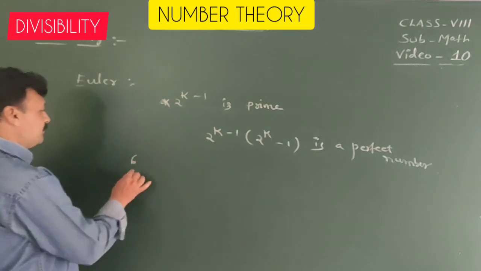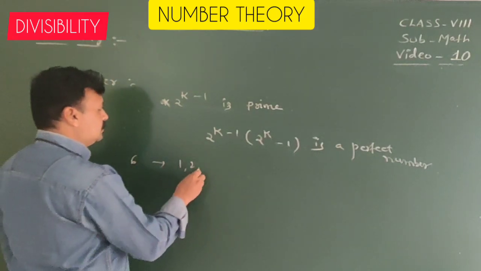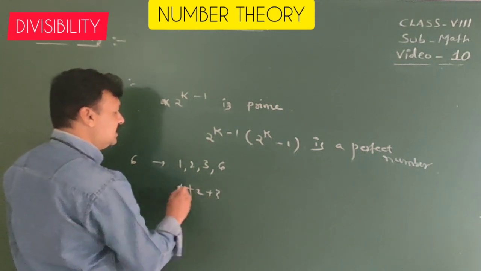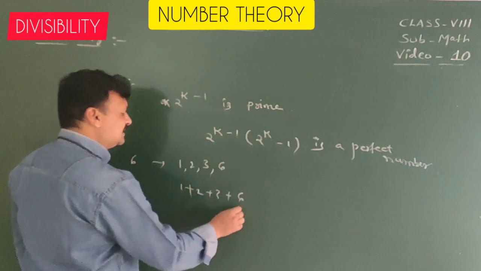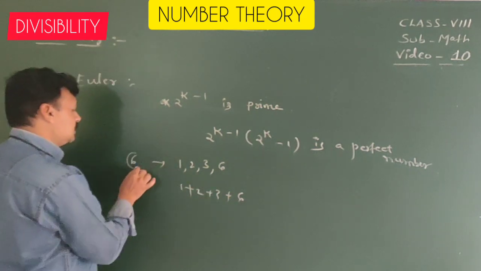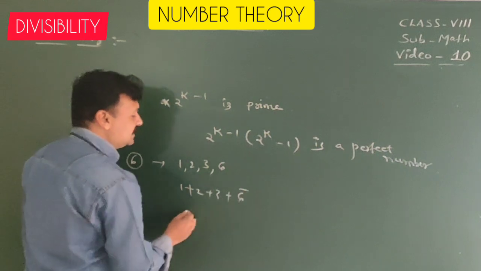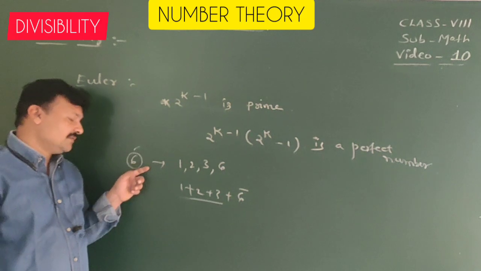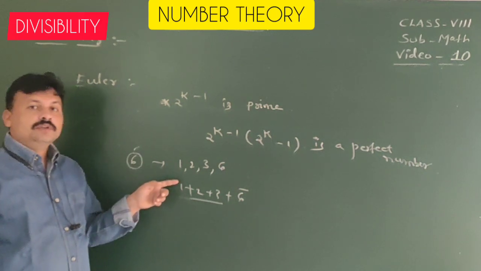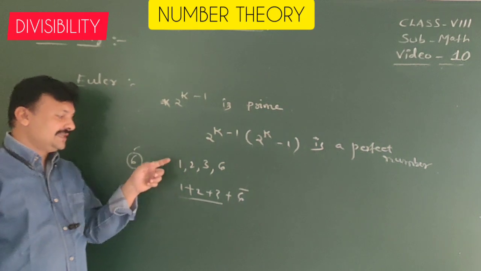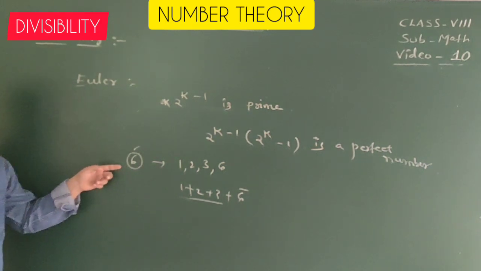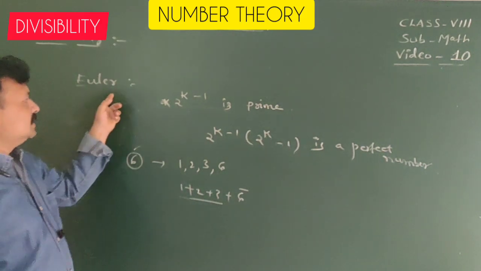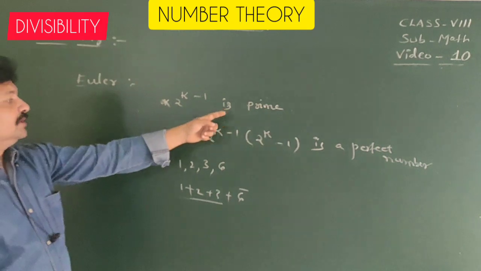For example, 6. What are the factors of 6? 1, 2, 3 and 6 are the factors. Here 1 plus 2 plus 3 equals 6, and plus 6 equals 12, including 6, which is double. Excluding 6, the sum equals the given number. That is all I said: the sum of the factors of the given number, excluding itself, is equal to the given number. Including itself, the sum of the factors is double the given number, then it is called a perfect number.